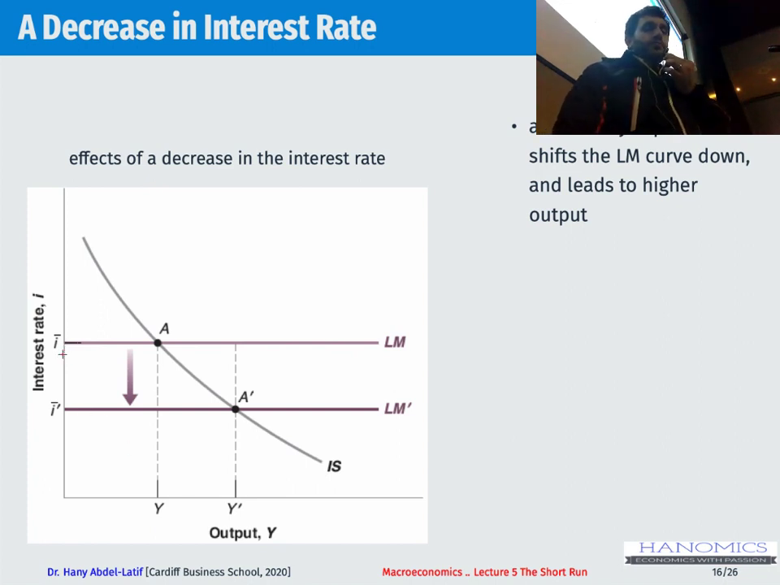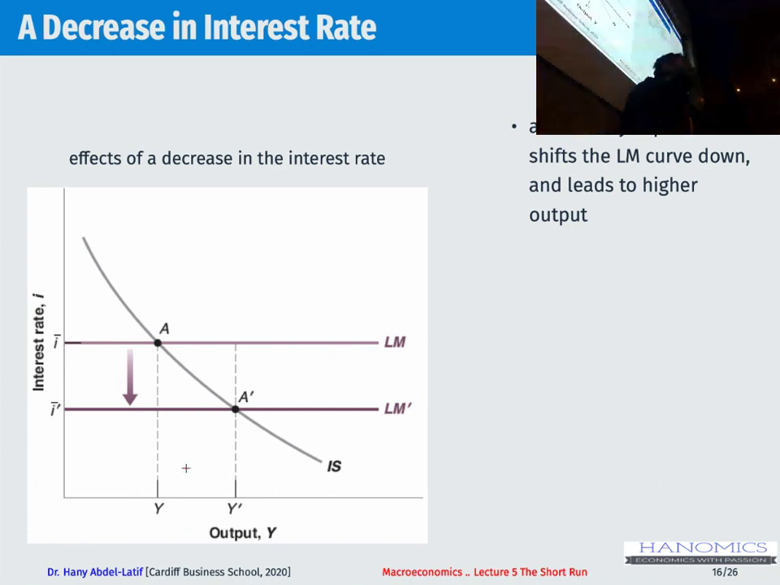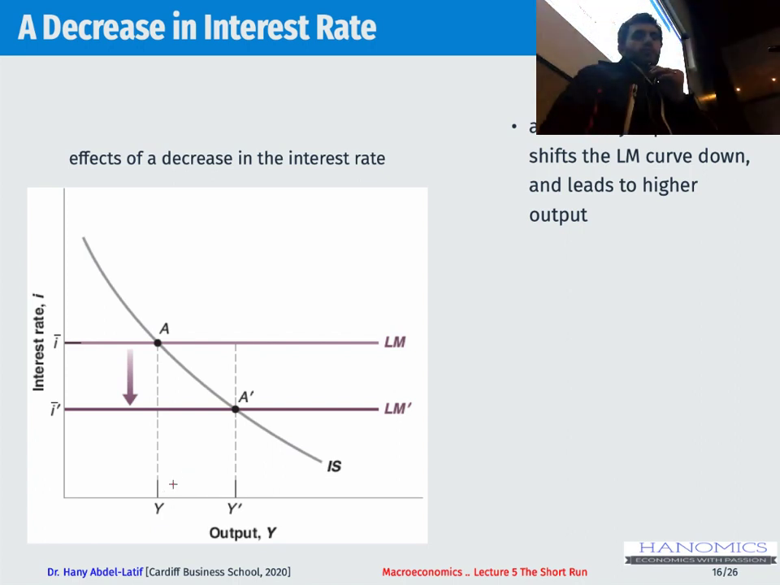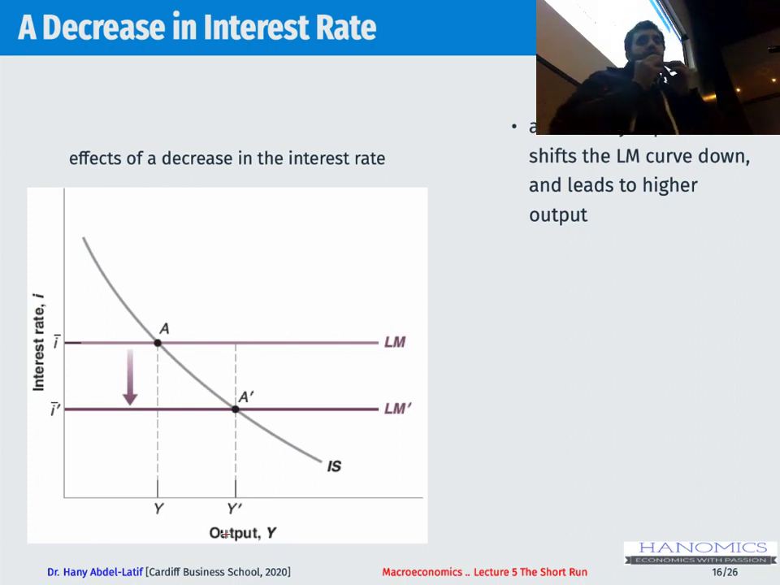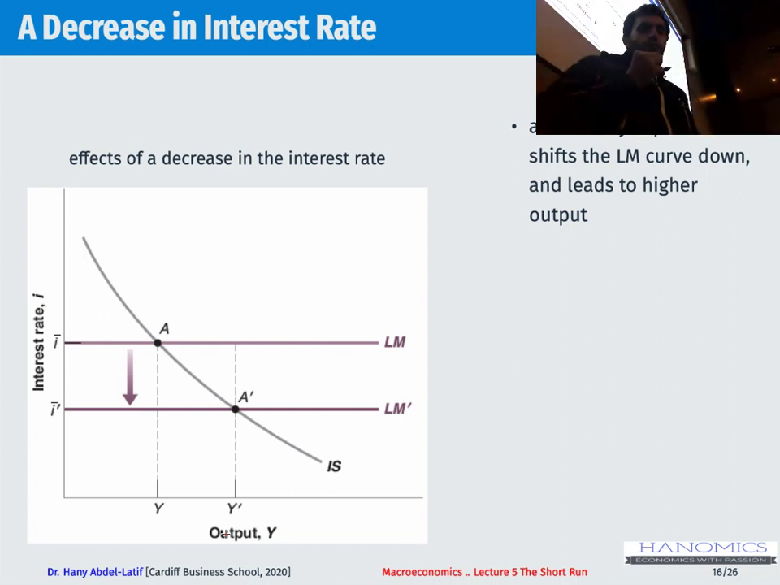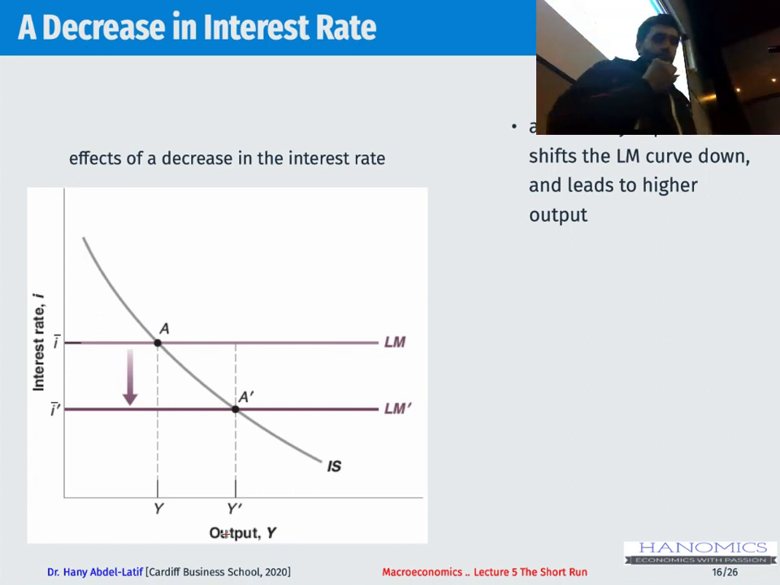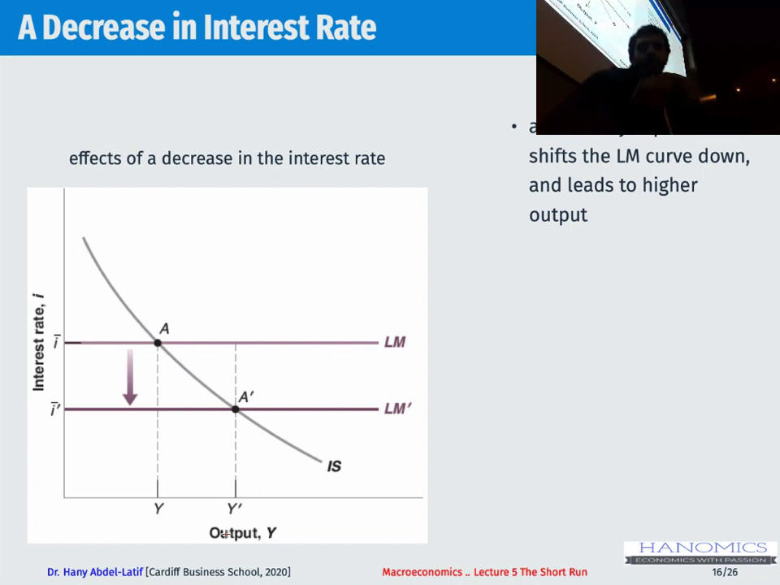Obviously, the interest rate has dropped, that's the policy change, but this also has an impact on output, which here means we move from Y to Y prime, so output has increased as a result of monetary expansion. This is an expansionary monetary policy, which results in increasing the equilibrium output from Y to Y prime.